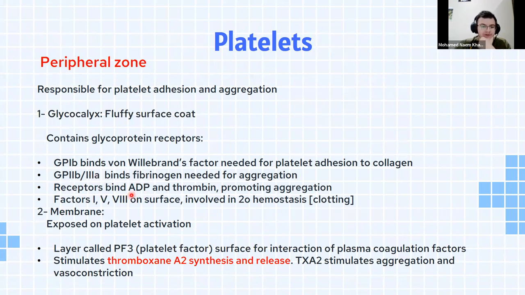Okay, so the receptors for ADP and thrombin promote aggregation. Again, remember when we said ADP, it's for aggregation. Just know that it's there. Thrombin is also a molecule produced by a lot of factors. It comes from the platelet itself, sometimes from the macrophages, and from the endothelial cells themselves. So this thrombin is also for aggregation. It promotes aggregation, okay?